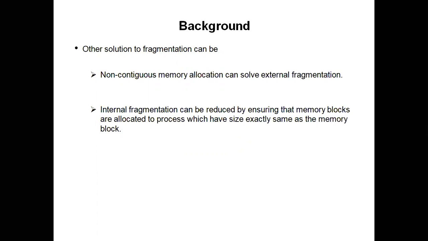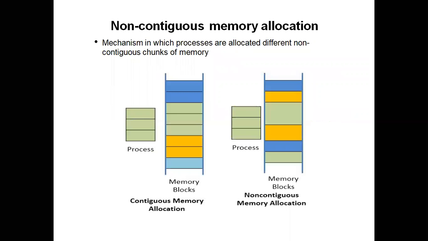Internal fragmentation cannot be exactly removed, but it can be minimized if I decide that the processes will be allocated blocks of exact size, equal to the size of the process or their part. So these are the two solutions which we'll be talking about, and this is how it happens.